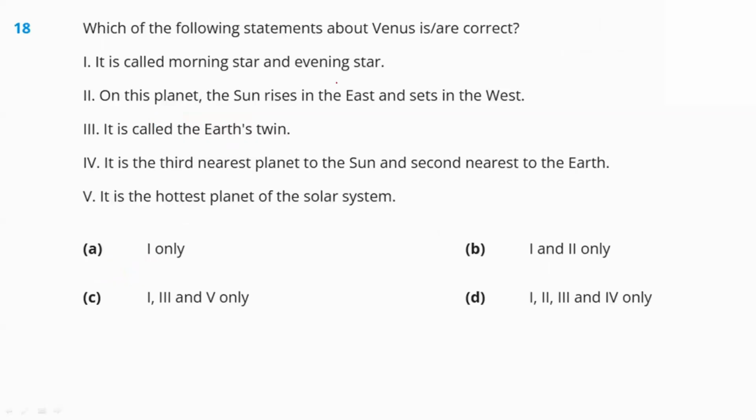Next question, which of the following statements about Venus is correct? Okay, so it's a morning star and evening star. This is correct. On this planet, the sun rises in the east and sets in the west. This is also correct. It's called the Earth's twin. Okay, so this is correct. Okay, this is correct.